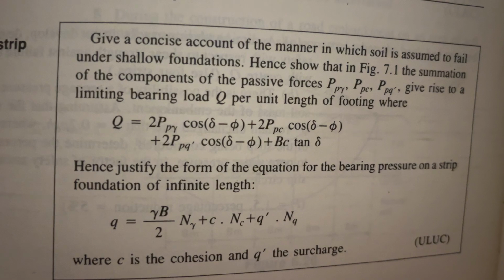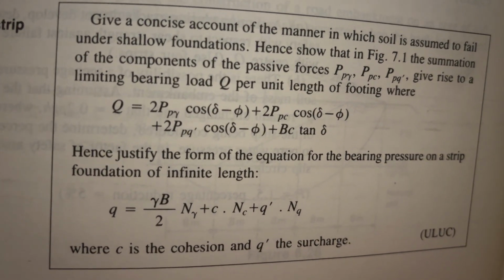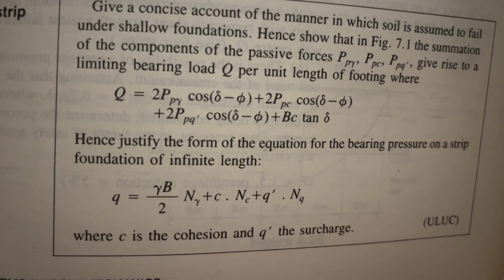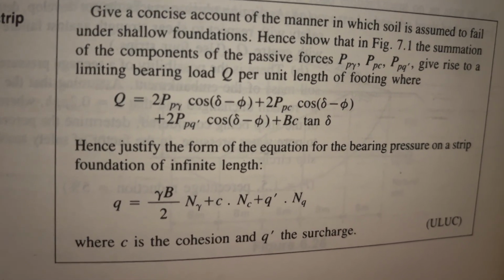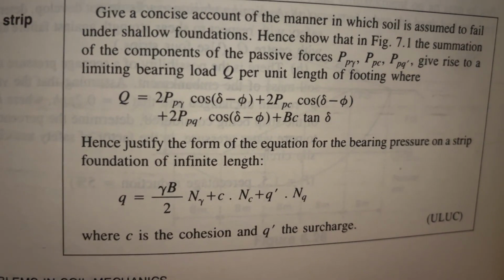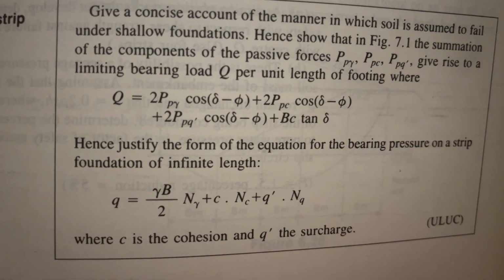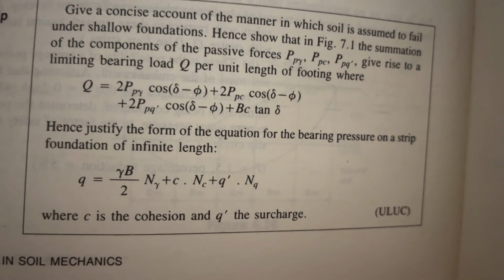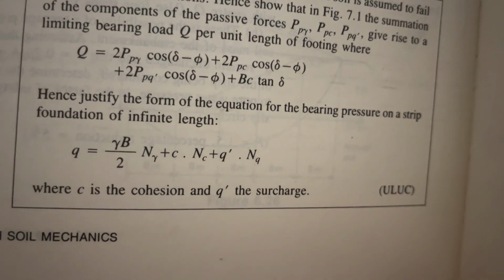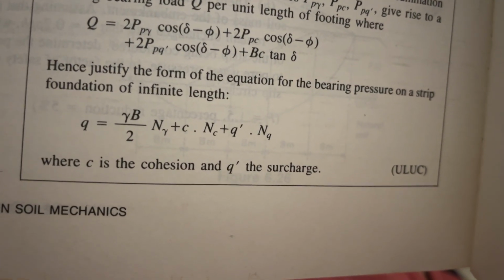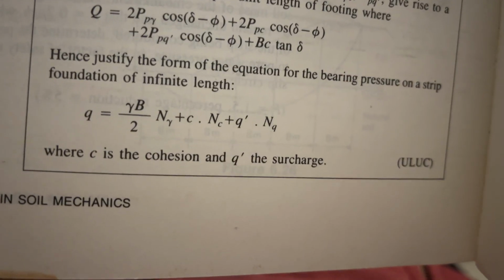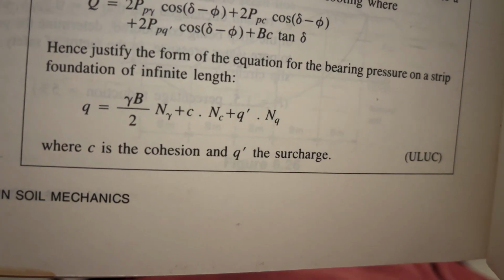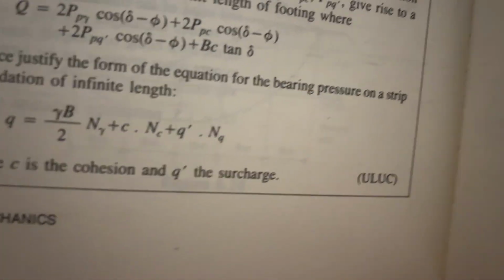Q equals 2P_γ' cos(δ minus φ) plus 2P_pc cos(δ minus φ) plus 2P_q' cos(δ minus φ) plus Bc tan δ. Hence justify the form of the equation for the bearing pressure on a strip foundation of infinite length. Q equals γB/2 N_γ plus c' N_c plus q' N_q, where c is the cohesion and q' the surcharge.